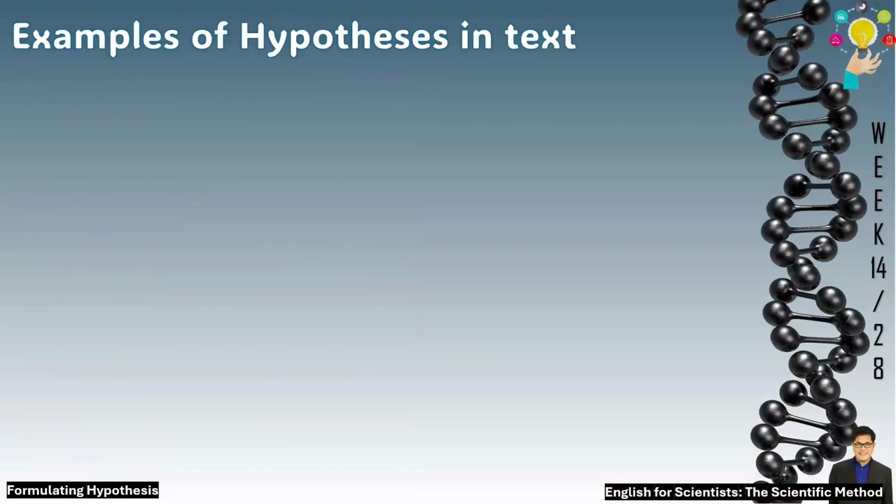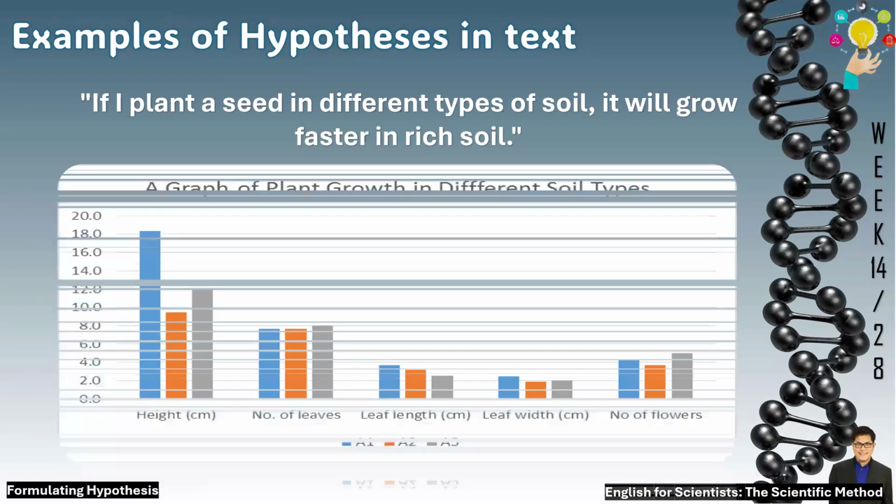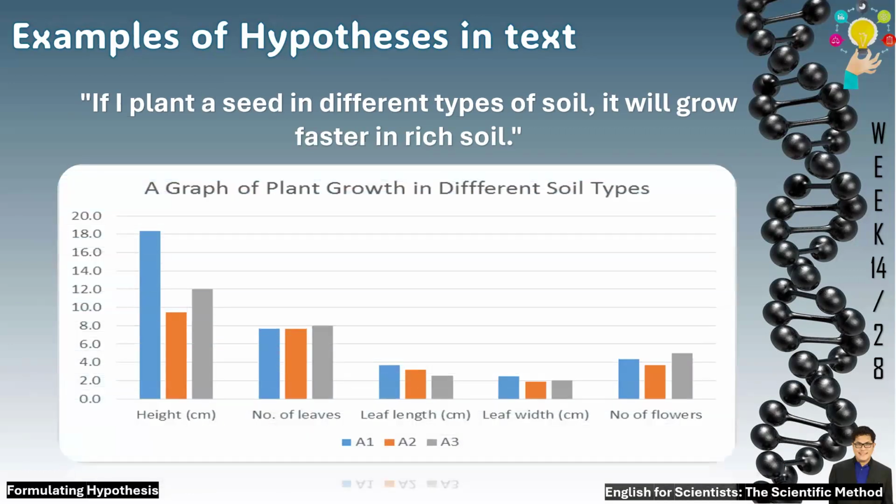Example of a hypothesis in text: if I plant a seed in different types of soil, it will grow faster in rich soil. What does it mean when it comes to hypothesis? Your hypothesis is clear and focused when you say, if I plant a seed in different types of soil, it will grow faster in rich soil. This is a solid starting point for an experimental study on plant growth.